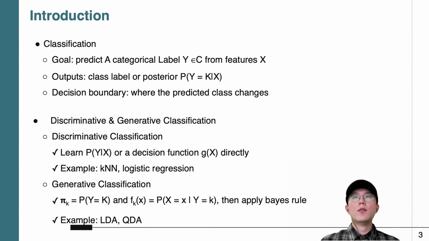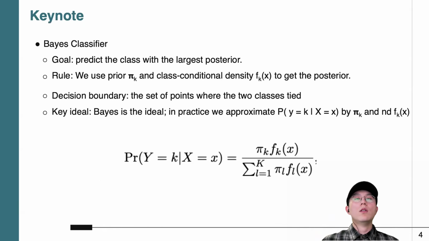Generative methods model the class conditional densities and then apply Bayes rule. So we obtain the posteriors from class priors and class conditional densities. Examples include LDA and QDA. Today, we go deeper on the generative side because it connects directly to set one problems. So first, key concepts on Bayesian classifiers.